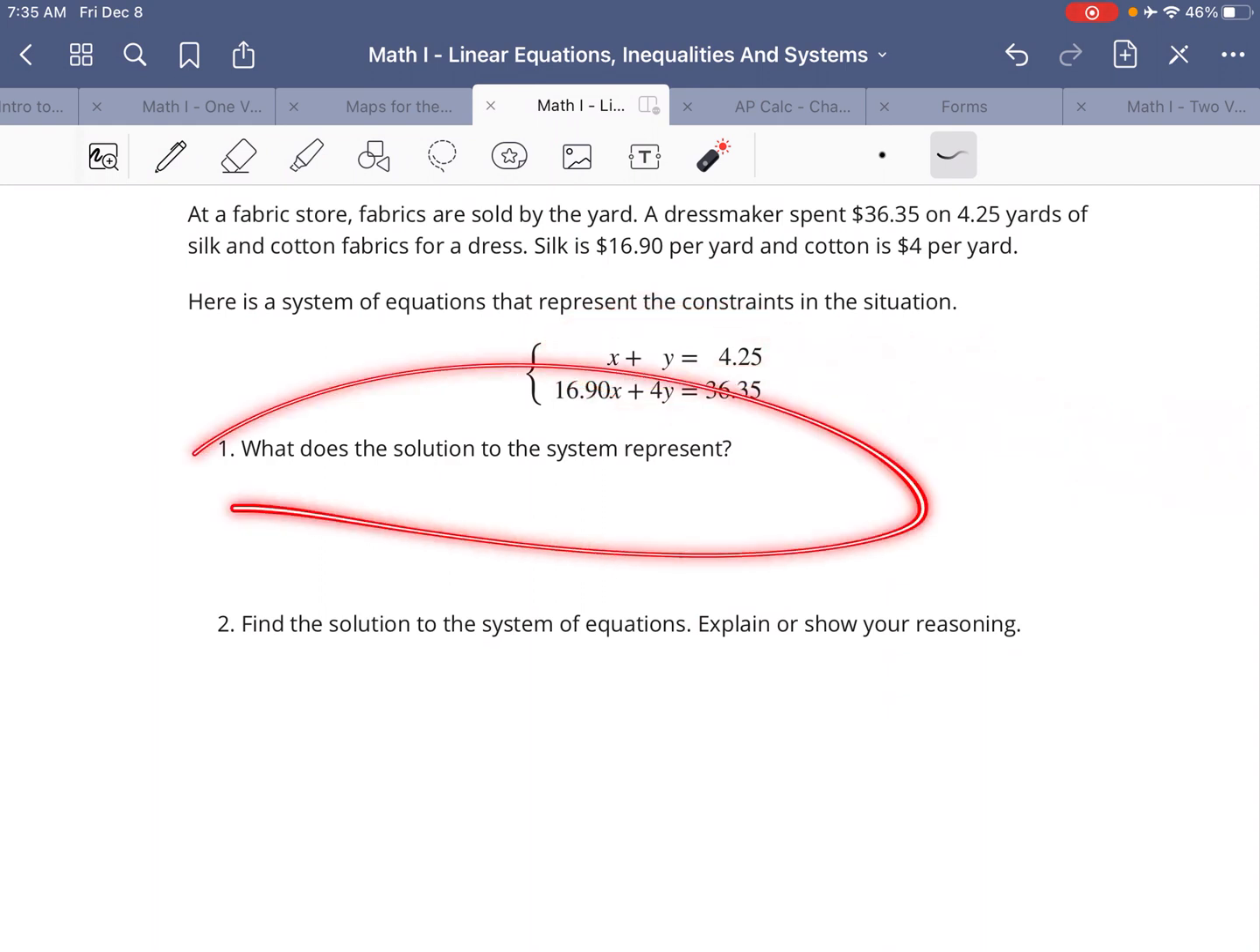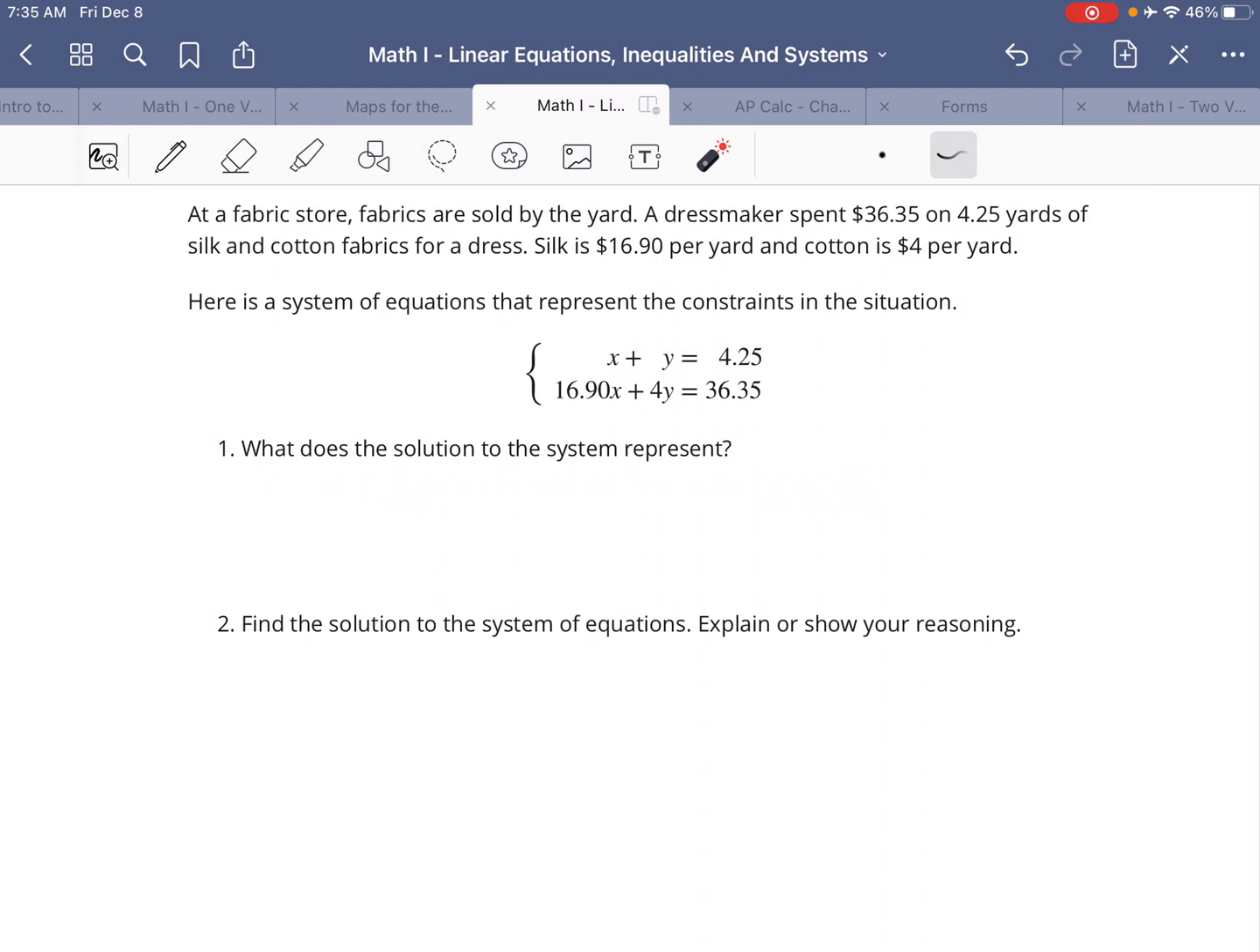So, what does the solution to the system represent? Well, the solution to a system of equations is a pair of numbers that replace the variables that make both equations true at the same time. X and Y. What do X and Y represent? Find the solution to the system of equations.